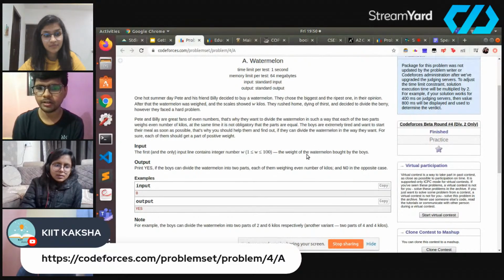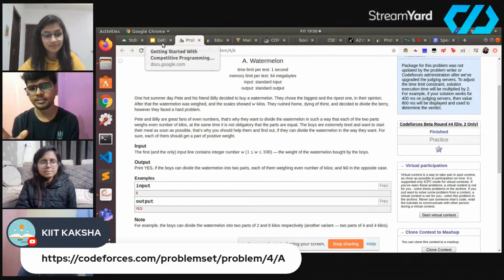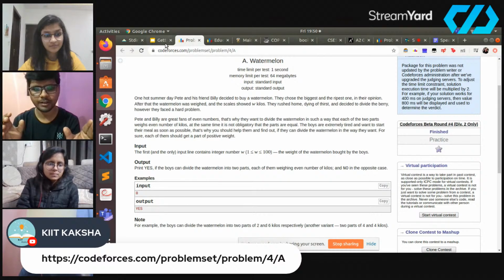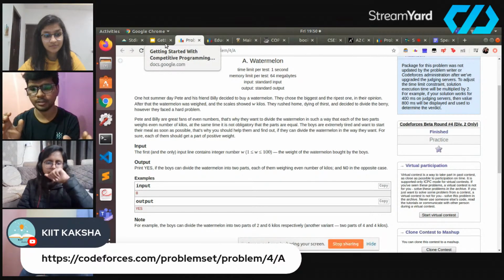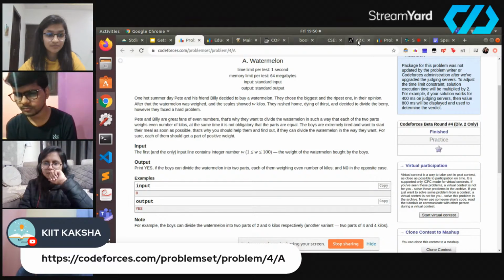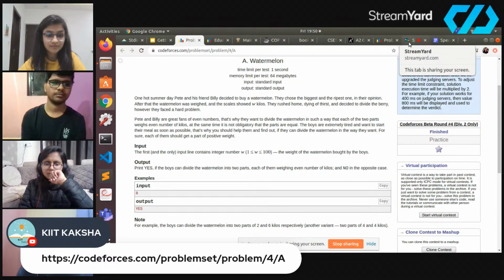Take a minute. You have an integer w, divide it into two parts such that both of them should be even. You have to tell whether it is possible for a w to be split into two parts such that both the parts are even. So take your time and start with it. We'll just wait for 30 seconds. The link to the question is provided in the chat box, so you can go through it from there.